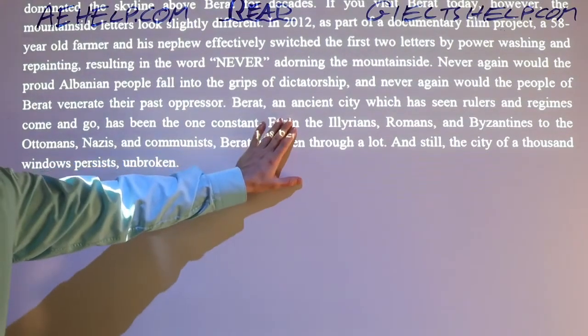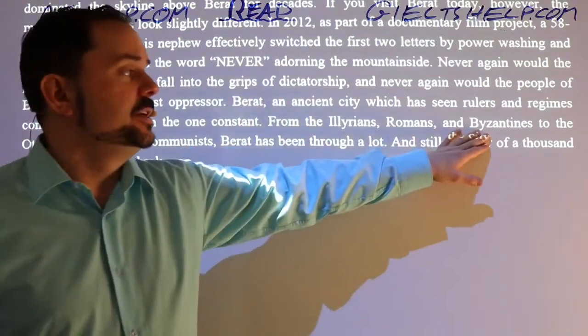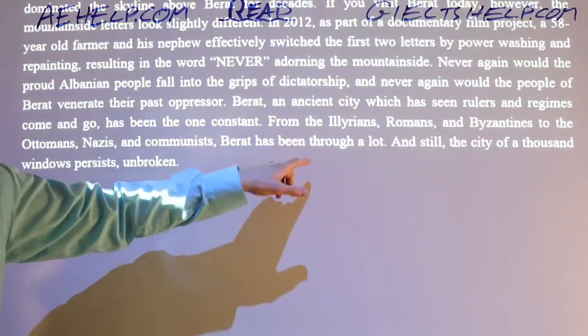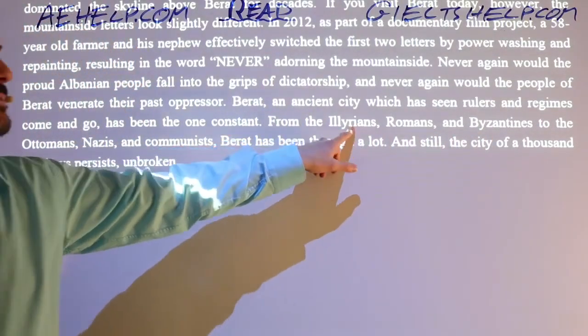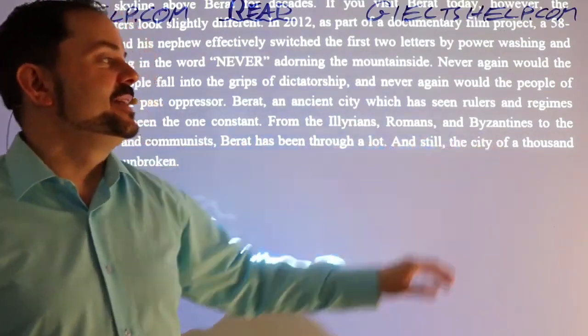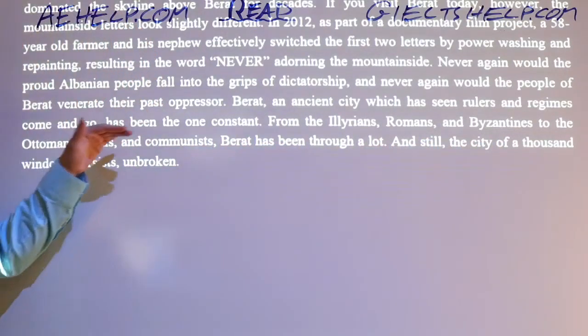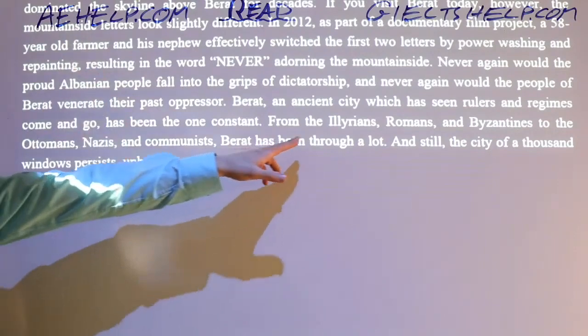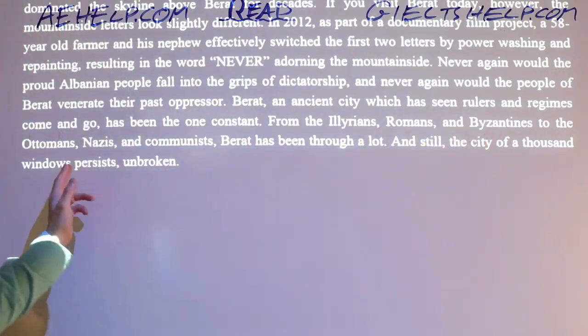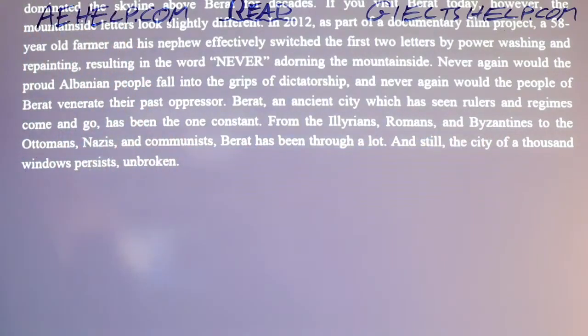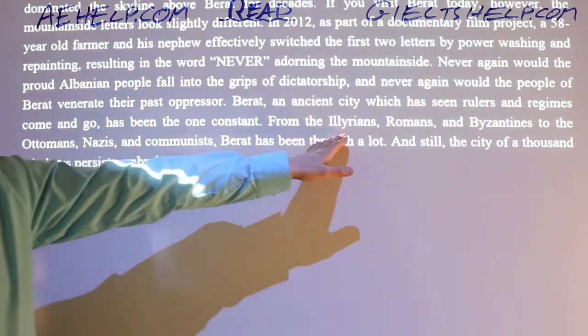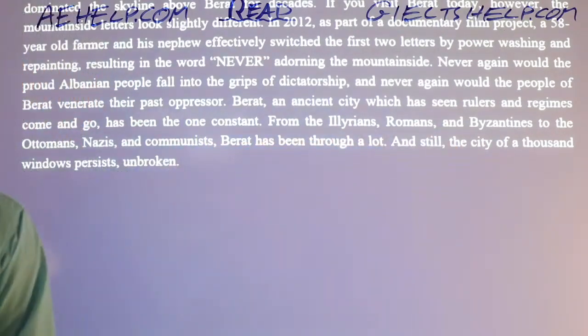Hopefully you're realizing, too, that here we have a condensed form of all the paragraphs. So the beginning, the first paragraph, the Illyrians, then the Romans, then the Byzantines. So it basically outlines the historical path of the city of Berat here at the end. Okay, so that's almost kind of like an index that can help you figure out where information is.